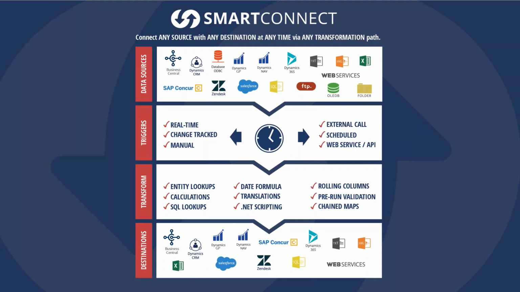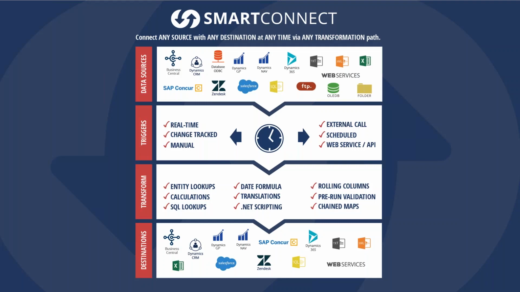The very bottom of this graph, the destination, that's where we can send that data to, where we're pushing it to, either as a one-time push or as an ongoing synchronization. Those are the different systems we have connections built out for, and then also we're able to connect to those generic web services that you have.